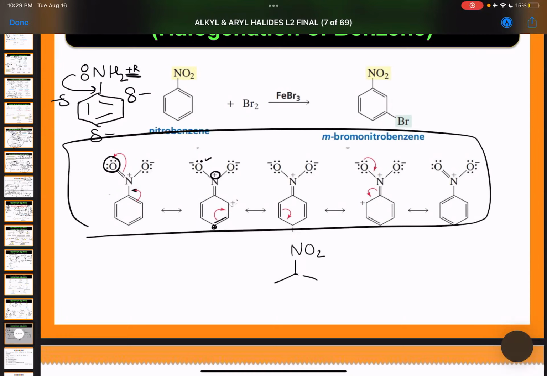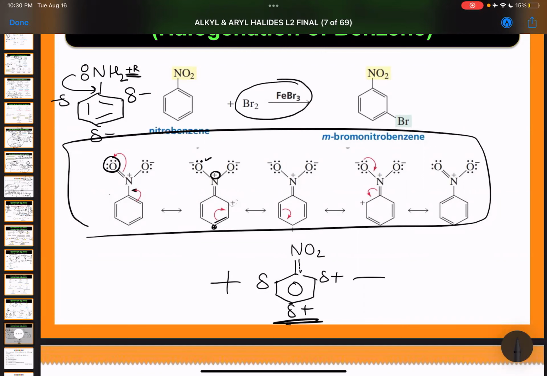So what conclusion can I draw? This is the conclusion. Suppose I somehow generate Br plus by taking Br2 and FeBr3, where this Br plus will attach itself to the nitrobenzene. Will it attach itself to the ortho and para positions? Br plus, where you already have a plus charge? No, sir, that can't happen. Meta position, yeah. So this is meta directing.